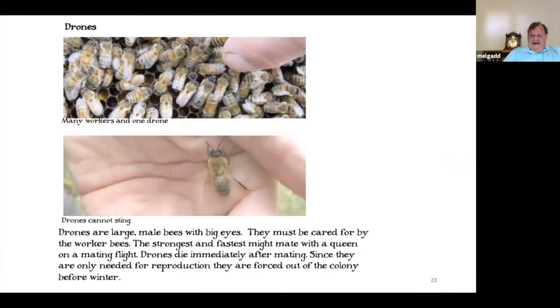Drones do not have stingers. And you can see it has a rounded butt. And so if you find a drone and know it's a drone, you can take it in your hand and pet it or whatever. It's not going to sting you. Again, in a hive of 60,000, you have one queen, somewhere around 500 male bees, drones, and the rest are all females, worker bees. And again, they run the show.